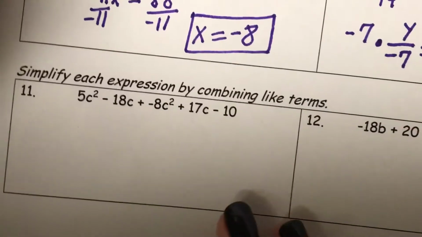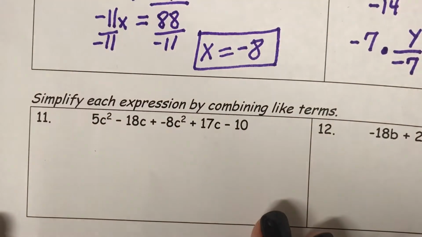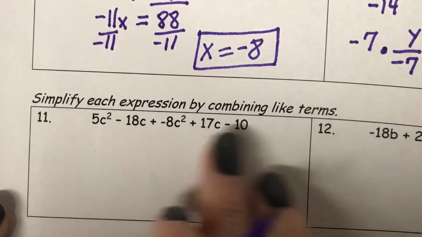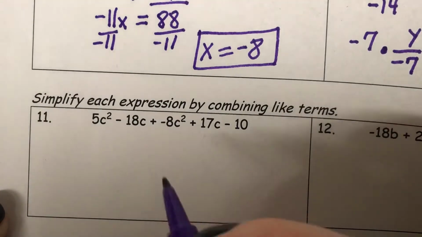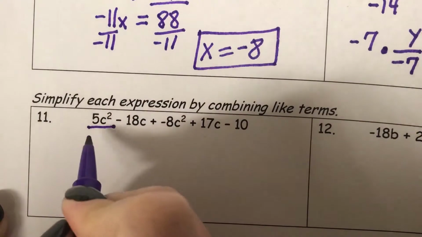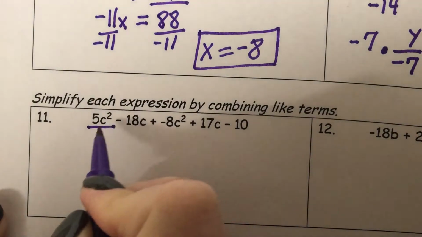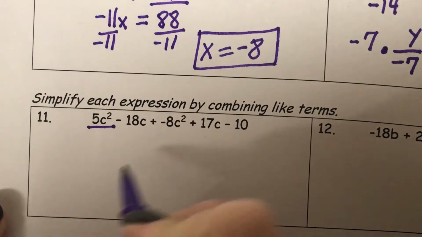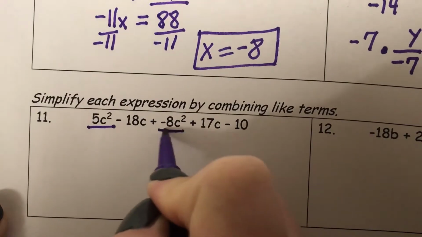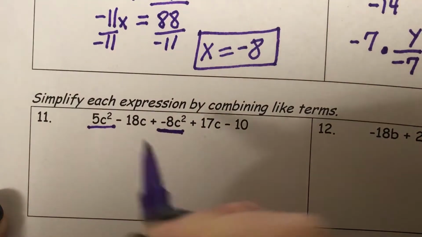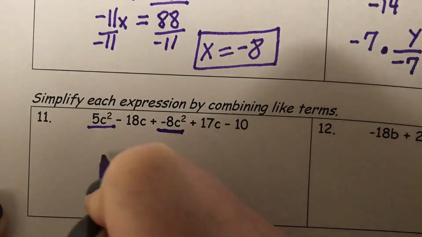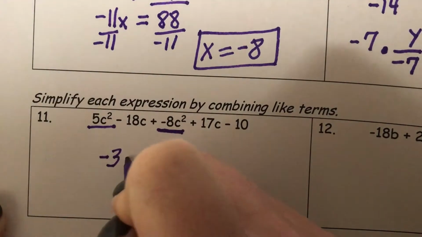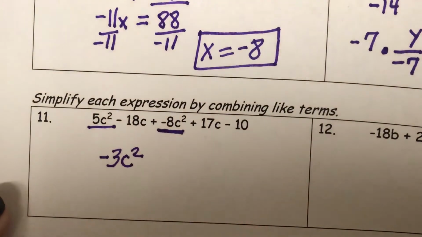All right, so for the next ones, we are simplifying the like terms. There is nothing to solve because we do not have an equal sign. We are just simplifying. So we are going to find something that has also a c squared to combine this with. So this is a negative 8c squared. So a positive 5 plus a negative 8 leaves us with a negative 3c squared.